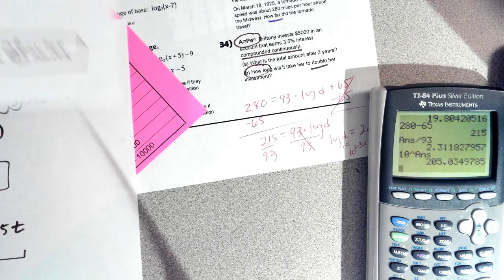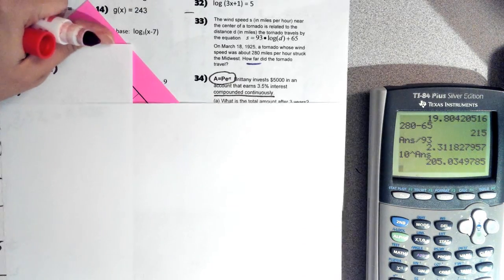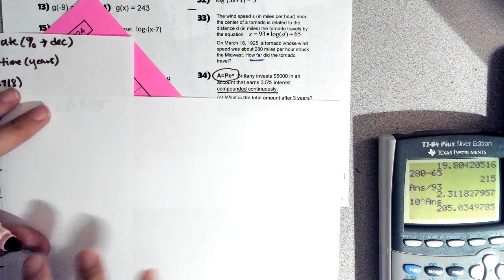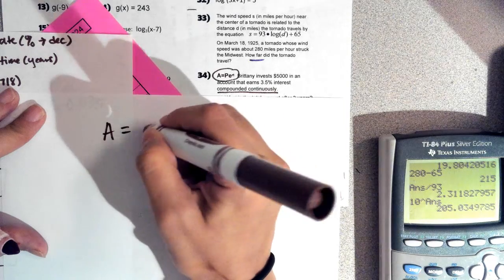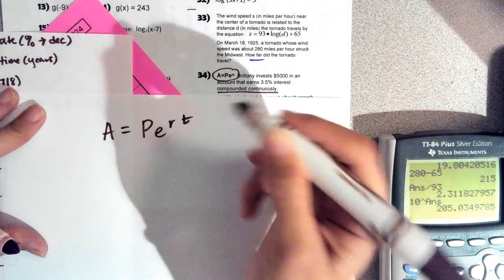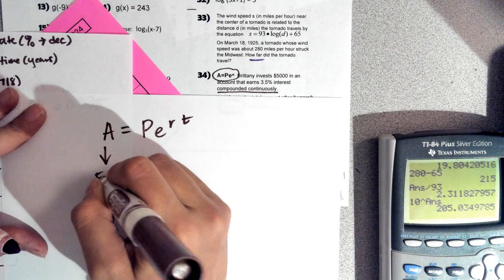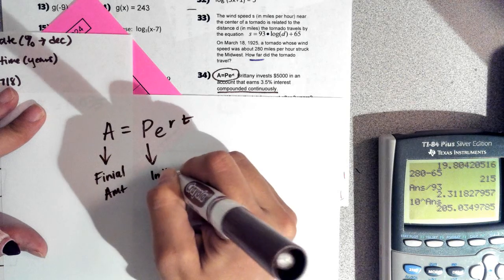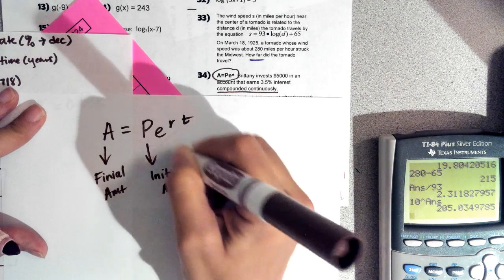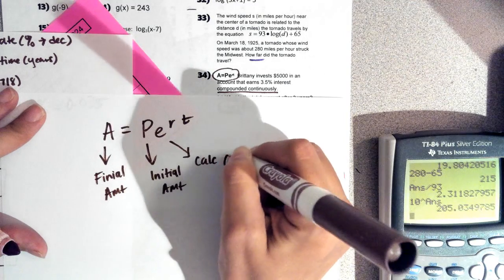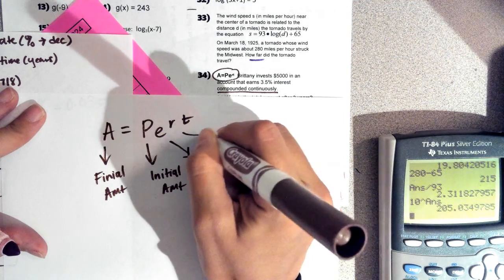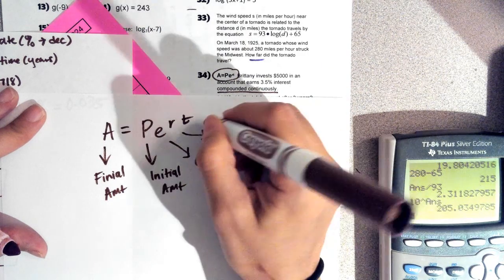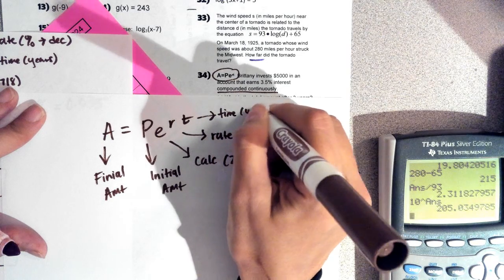Alright, next one. I have Brittany invests $5,000 in an account that earns 3.5% interest compounded continuously. So this is the PERT equation. You can only use it when it's compounded continuously. This is my final amount, that's A. P is my initial amount. E is in your calculator, that's 2.718. R is your rate, that's measured in a percentage, which you have to convert to a decimal. And then T is your time, and it's in years.